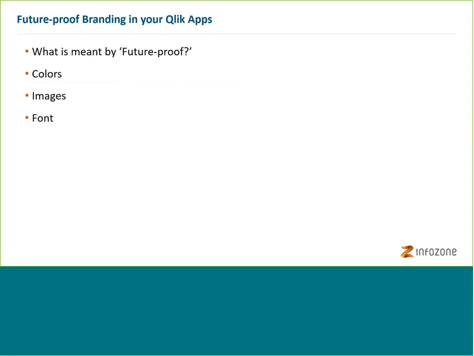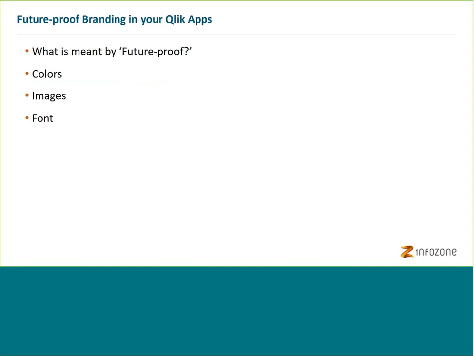Well, first of all, what do I mean by future-proof branding? When it comes to building maintainability into your apps, that doesn't stop necessarily with your expressions and your load script and your data model. In fact, if you have a branded app in production for a very long time, it's quite likely that you'll have to apply some updates to the look and feel. And as with any changes to an app, the trouble that you'll have to go through in order to apply those changes really ties to decisions that are made during the initial development.